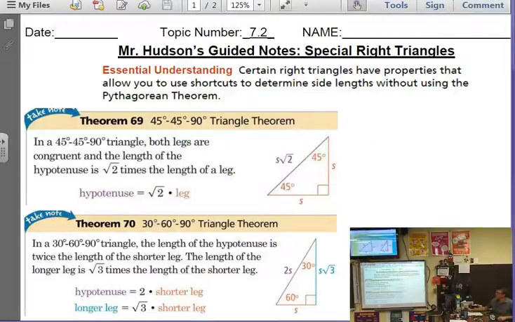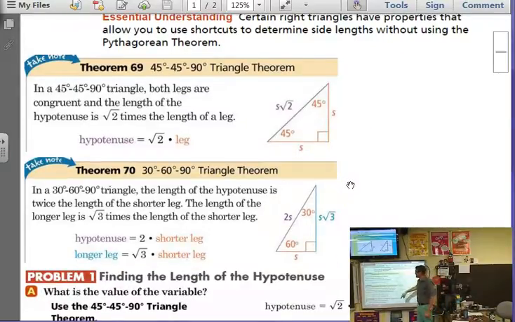All right. Special right triangles. This image right here is probably the easiest, simplest way to remember them. But there's two different theorems that they relate to, so we give you both theorems. So first things first, a 45, 45, 90 is what type of right triangle? Isosceles. It's an isosceles right triangle, right?